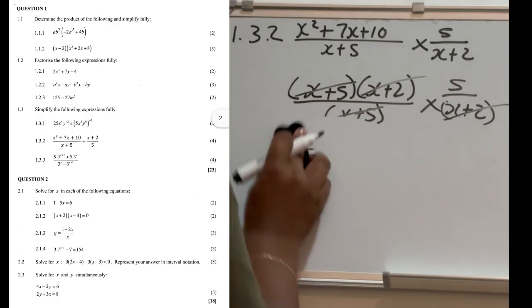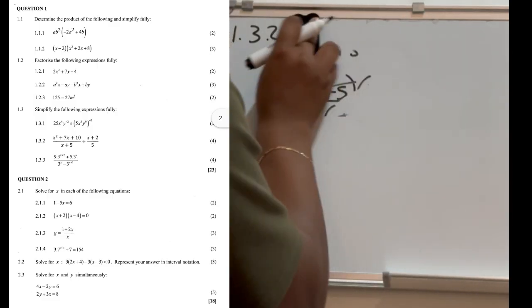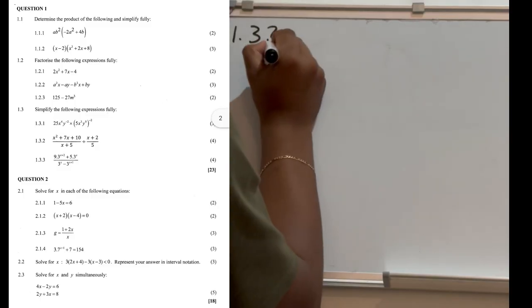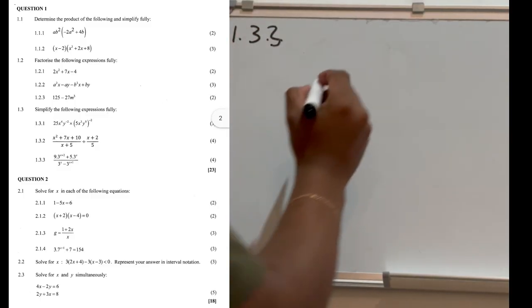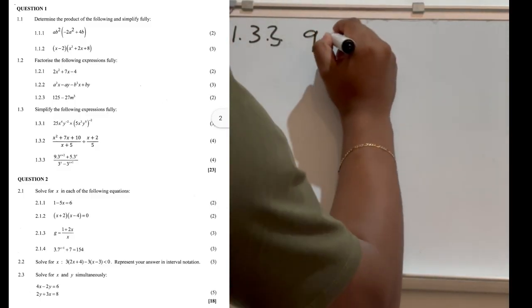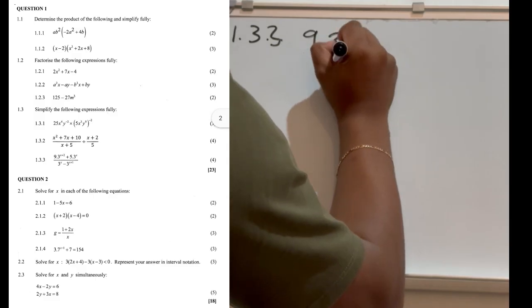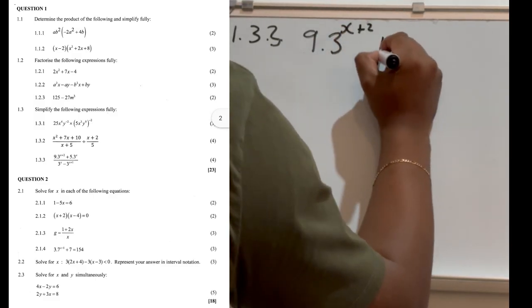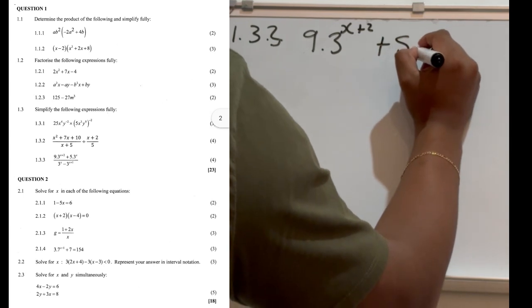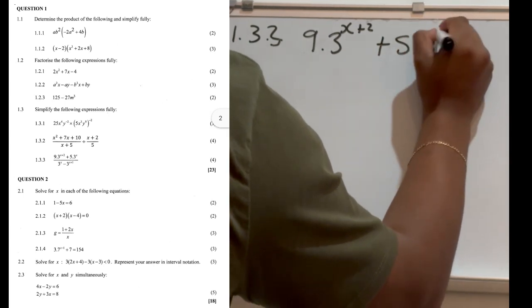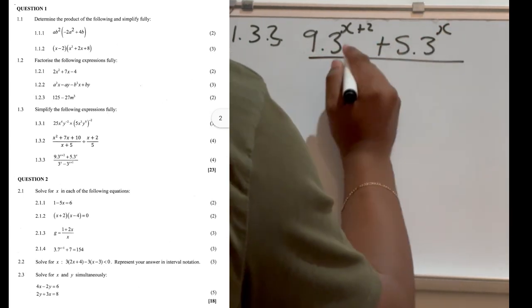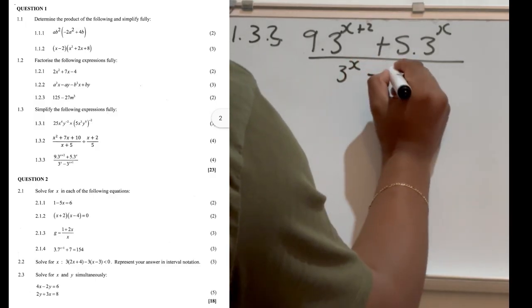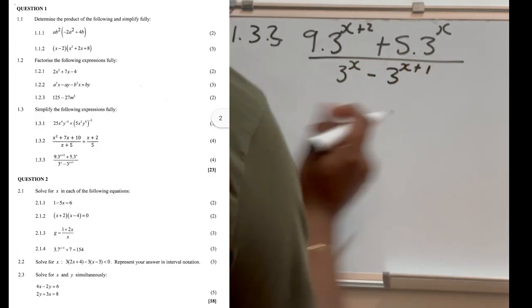Okay, 1.3.3. So you got 9 times 3 to the power 2 plus 5 times 3 to the power x over 3 to the power x minus 3 to the power x plus 1.